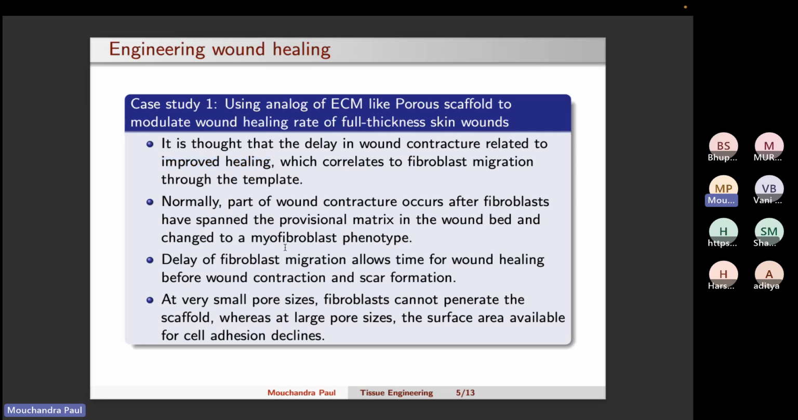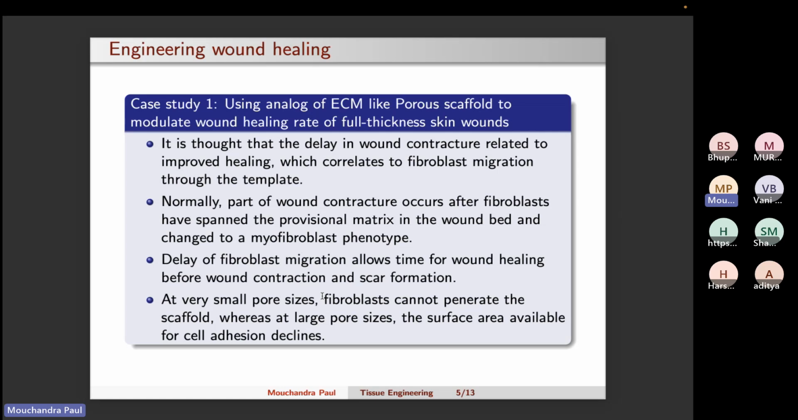As I said, the optimum pore size of the scaffold that they were using for modulating the wound healing, or for delaying the wound contracture process, was around 20 to 120 micron. If the pore size was below 20 micron, fibroblast cells cannot penetrate. The average size of a cell is around 10 micron. Although the size varies from cell type to cell type, say it is 15 micron and your pore size is 20 micron. So obviously the penetration ability of the cell will definitely decrease, right?